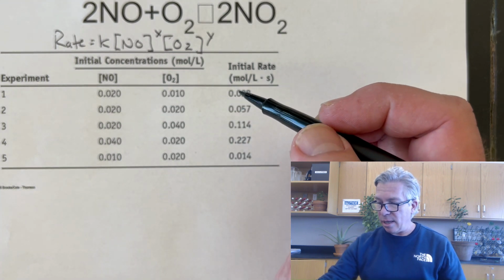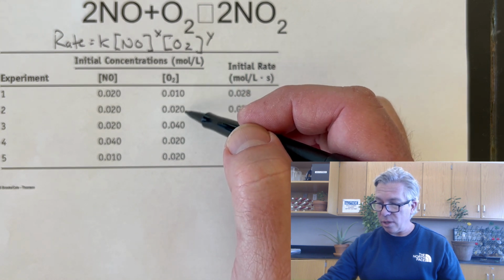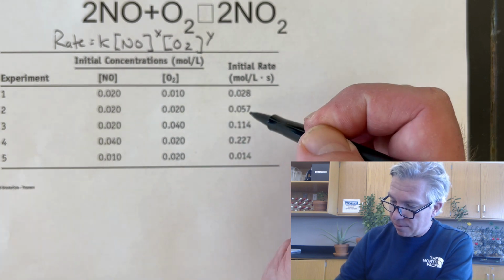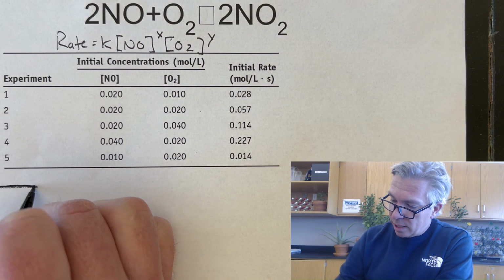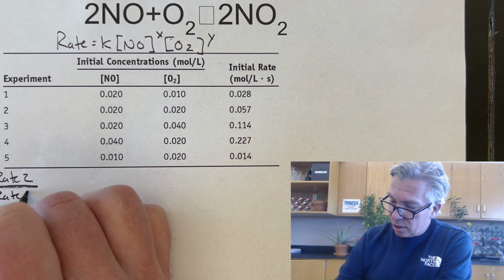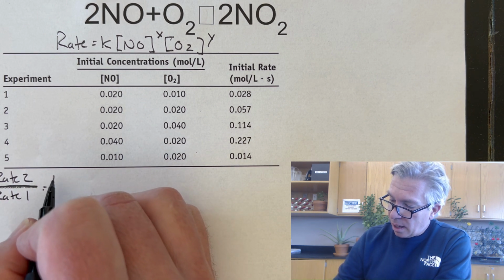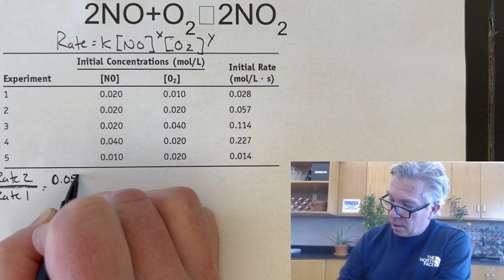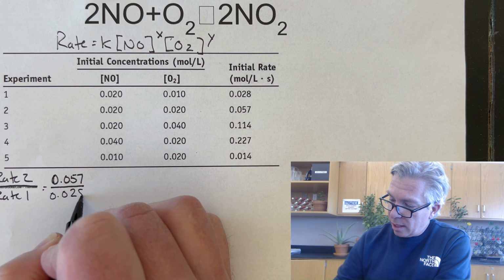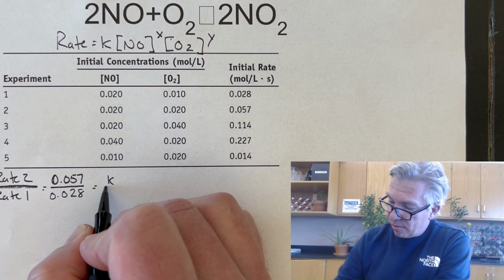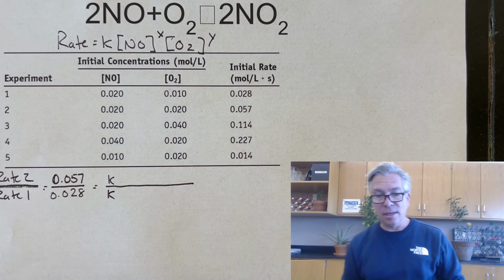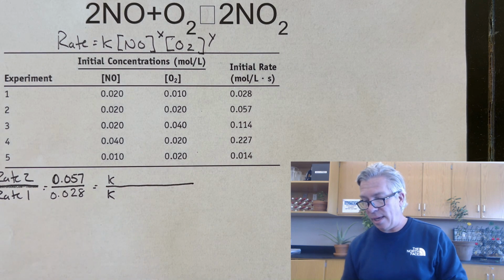So while I'm looking at it, I might as well start with trials 1 and 2 because the oxygen is changing and the rate is changing. So let's do that first. So let's do rate 2 over rate 1. Again, I'm just trying to show you how you should set it up. This is sort of the traditional way of doing it so that your grader or your professor knows exactly what you're doing and that you know exactly what you're doing. And so everybody's happy with that.